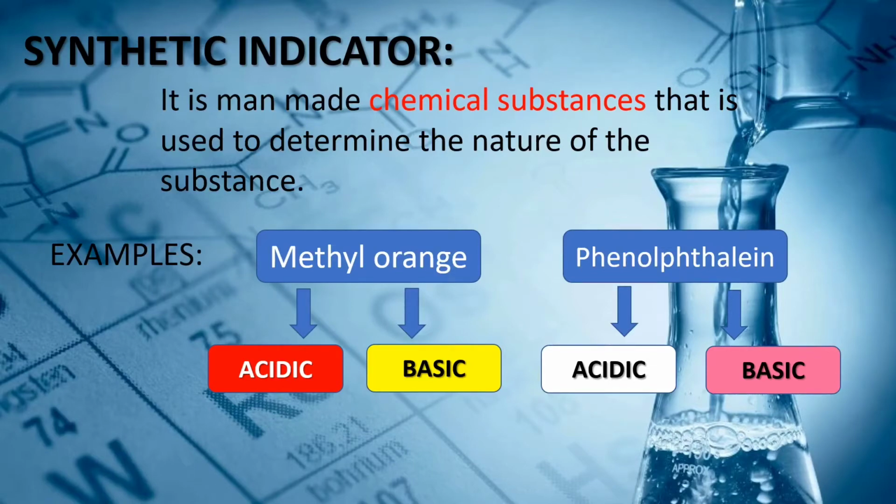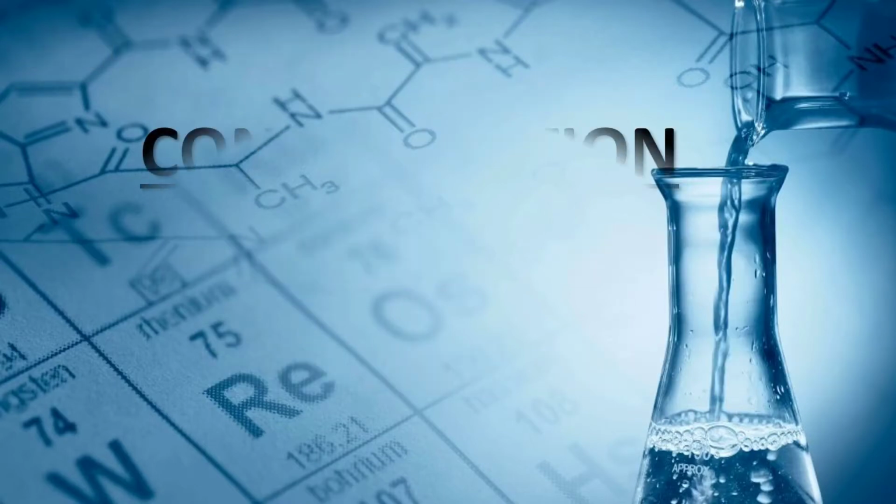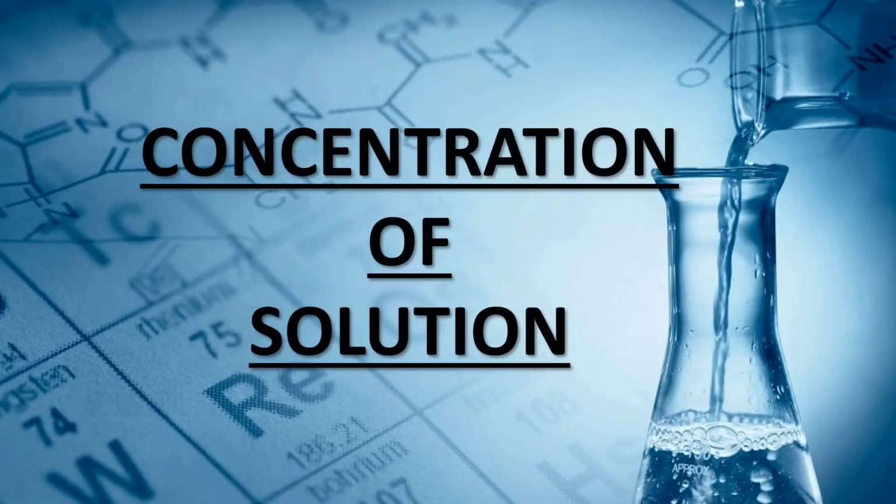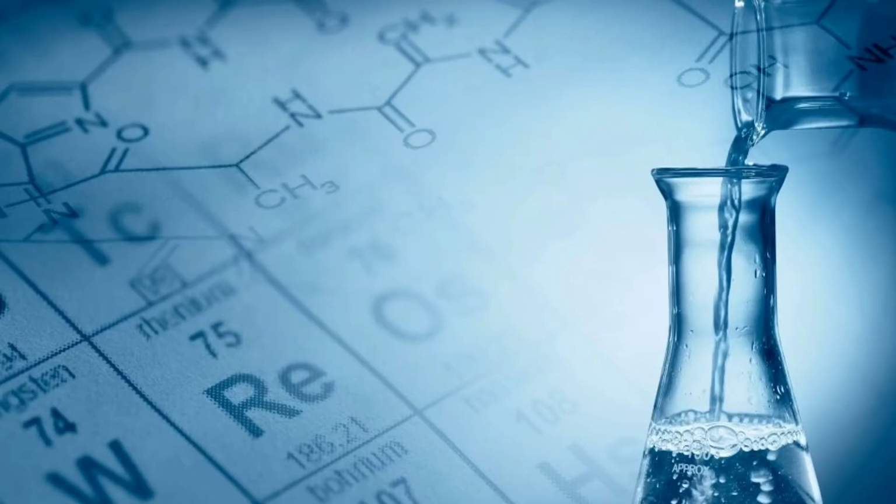So here we complete the indicator topic. Now we will be moving to our next topic, that is concentration of solution. Depending upon concentration we have two types of solution: one is dilute and the other is concentrated. Let us see what they are.